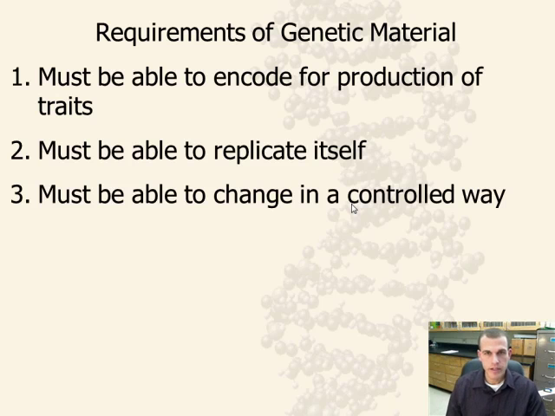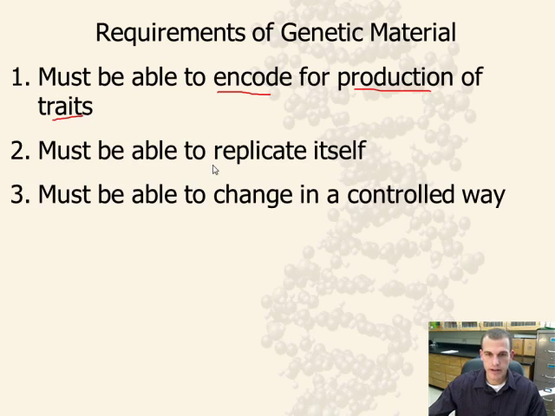We see here, to be considered genetic material, there are three requirements. It must be able to encode for the production of traits. You might say, well, what does encode mean? Basically, it needs to give instructions for the production of traits, the characteristics that are passed along from parent to offspring.